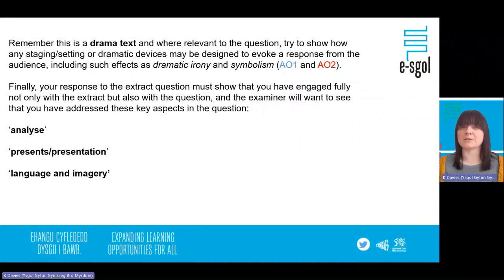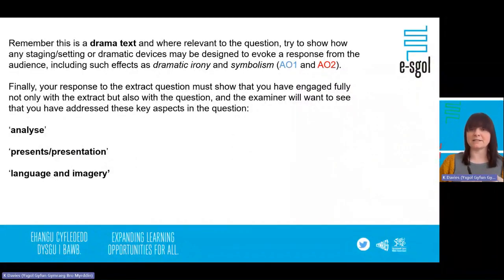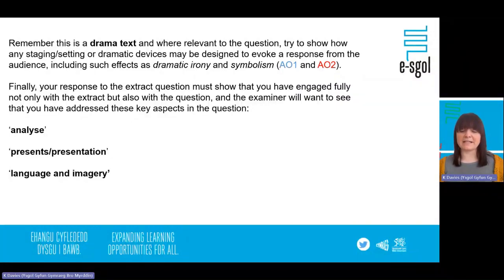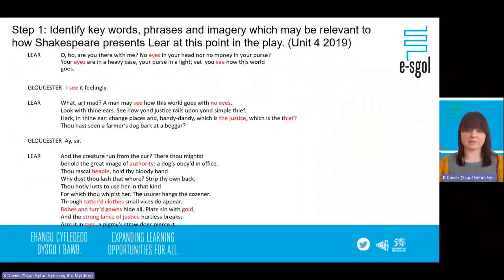Ensure that your response to the extract question shows that you fully engage with the extract, but also the question. So the key words that we're thinking about are analyze how a specific character is presented or Shakespeare's presentation of, and the question also asks you to look at language and imagery. So you really need to consider what the audience is seeing, what is the dramatic purpose of the characters in this given extract. So you've got identifying the keywords, phrases and imagery which may be relevant to how Shakespeare presents Lear at this point in the play.